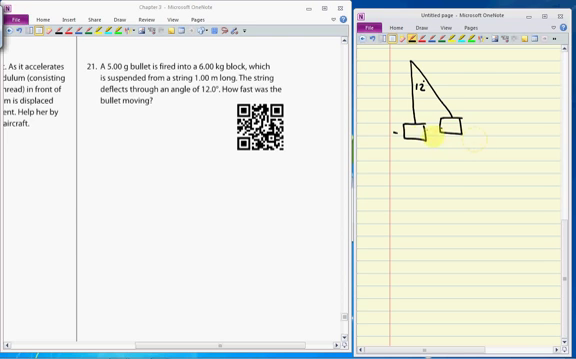This allows us to figure out what the change in height is, because this angle up here, the 12 degrees, is the same as the angle down below here. This is also 12 degrees. So if I know 12 degrees and I know the length of the pendulum, I can figure out the change in height. It works out to delta H being equal to 0.022 meters.